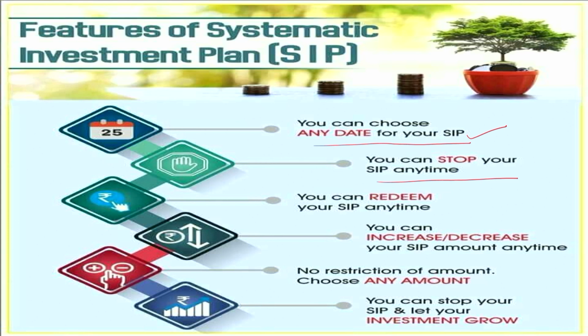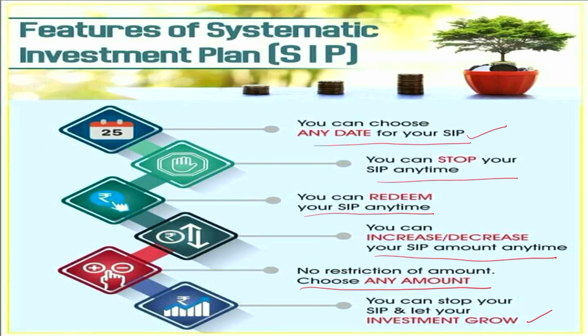If you do not have a regular source of earning, then you can stop your SIP anytime. You can also redeem your SIP anytime. Whatever income, return and principal amount, that is the wealth you have, you can redeem it at any time. You can also increase or decrease the SIP's amount anytime depending on your earning capacity, and there is no restriction of amount. You can choose any amount. Even a small amount of 500 rupees can be invested into SIP with the help of this systematic investment plan. You can stop your SIP and let your investment grow.